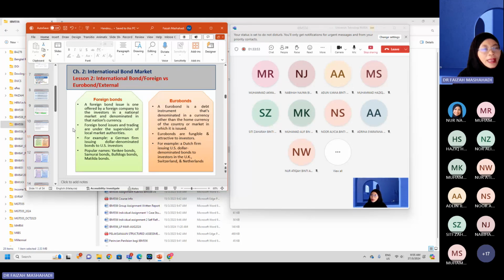What is Yankee bond? Yankee bonds are the foreign bonds or international bonds issued in, cuba teka negara mana? Yankee. Yankee ni berkaitan dengan negara mana? US kan? Kalau kat Malaysia ada Yankee tak Malaysia?